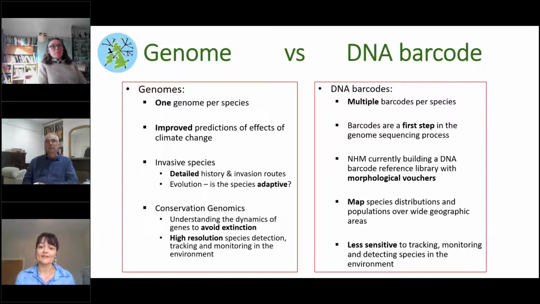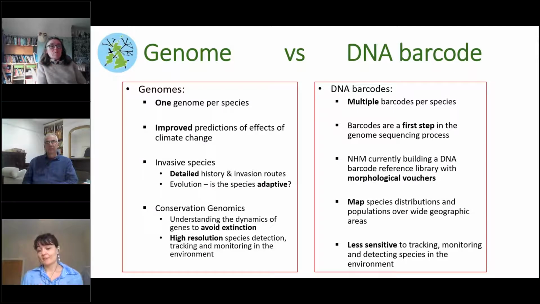If we look at DNA barcodes, you can have multiple barcodes per species. It's quick and easy to do, but it's also a very important first step in the genome sequencing process, because we use a barcode to track that sequencing process through. The NHM is also currently building a DNA barcode reference library with verifiable morphological vouchers that will be curated into the collection. You can also map species distributions and populations with barcodes over wide geographic areas, which is very useful.